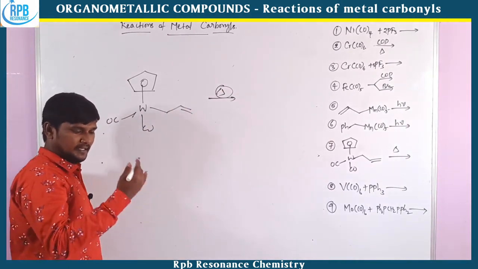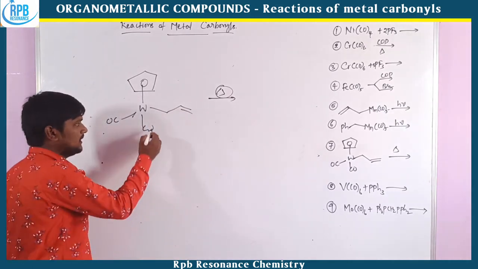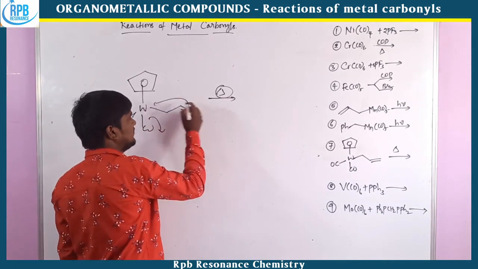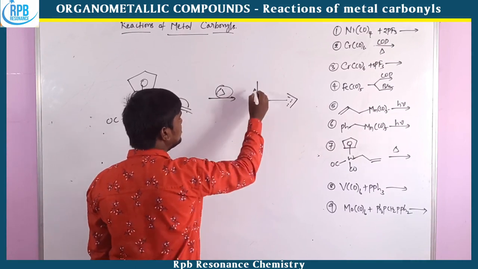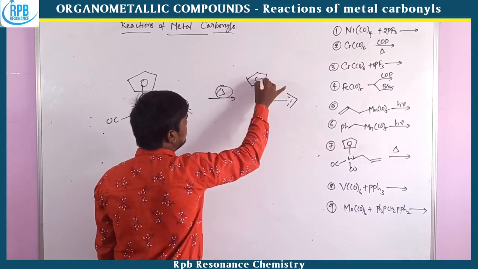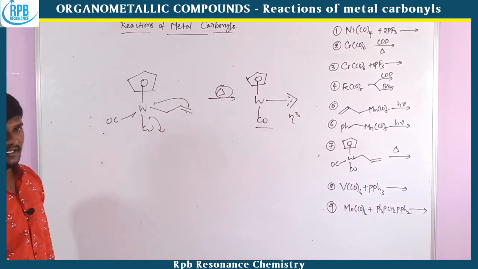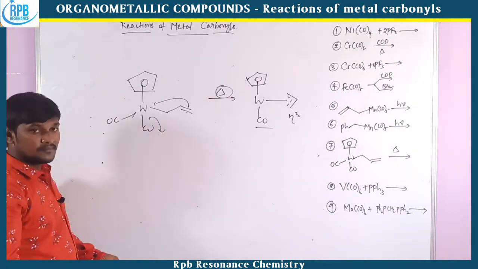Here the hapticity changes from low to high. With the loss of one carbonyl, it contributes the allylic alkene and forms eta 1 as eta 3. So here is the eta 3 system, with only one carbonyl left. This is problem number 7.